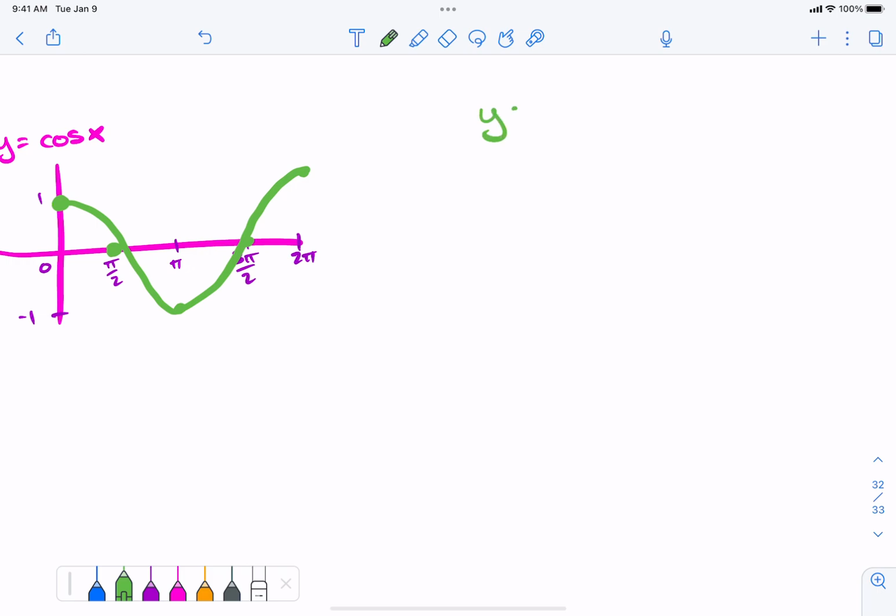Y equals. We're going to start with a negative off to the side first. Negative cosine x minus 3. What's the amplitude? 1. Right? I didn't change the amplitude at all, actually. But I made him negative, and he's down 3. Okay? So, fix him. Go.